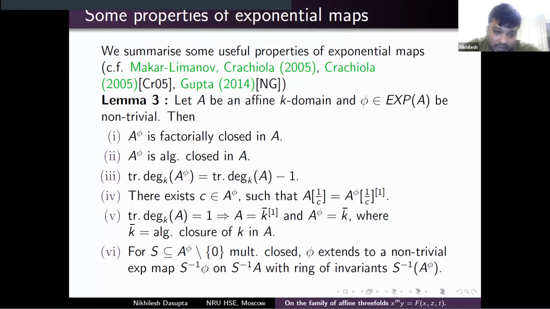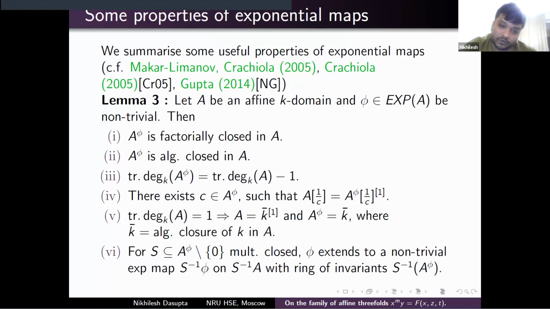Transcendence degree of A over K being 1 implies that A is a polynomial algebra over the algebraic closure of K. And A^phi will be K bar, because A^phi has to be algebraically closed. And again, for any multiplicatively closed set S of A^phi, you can invert that and get another non-trivial exponential map S^{-1}phi, and the ring of invariants will be S^{-1}A^phi.